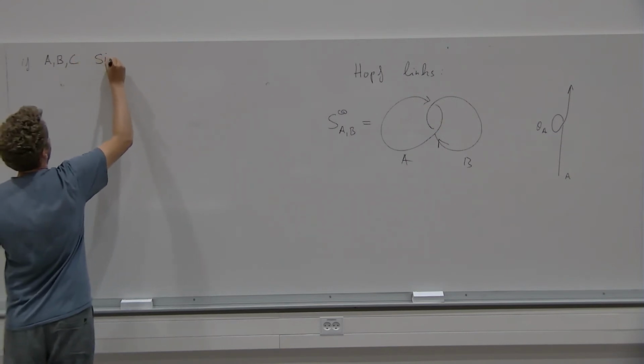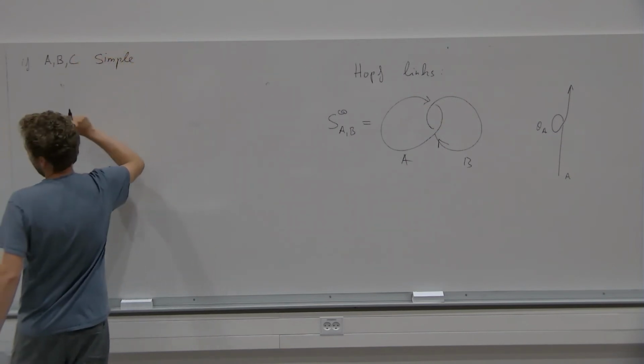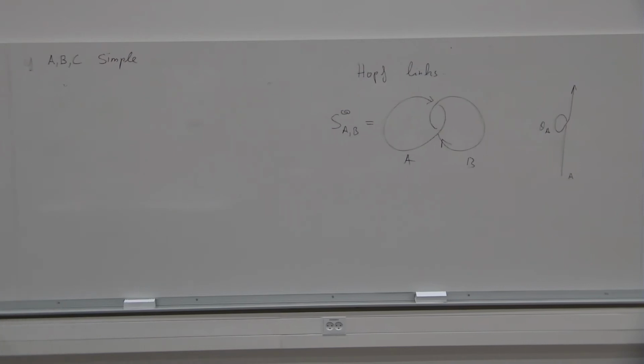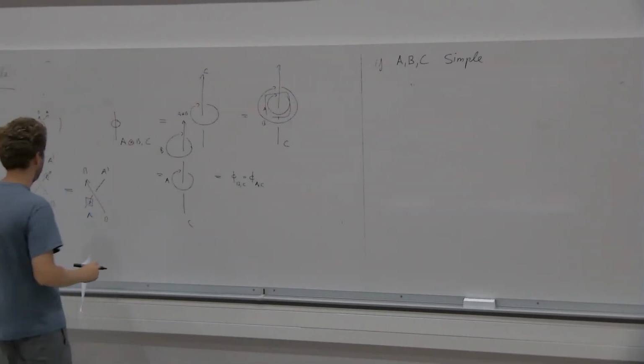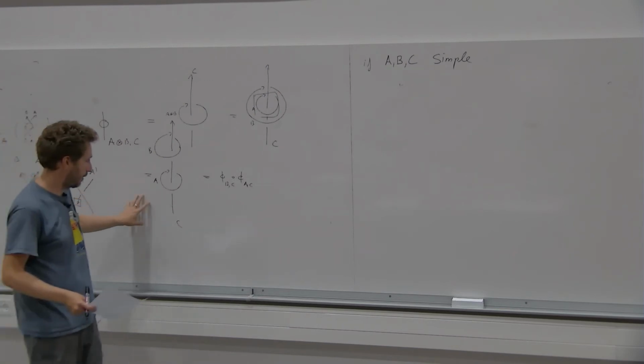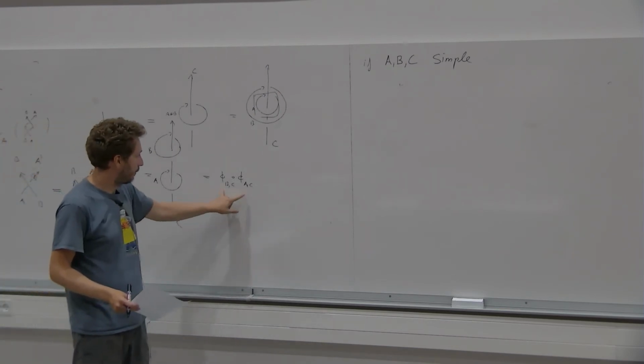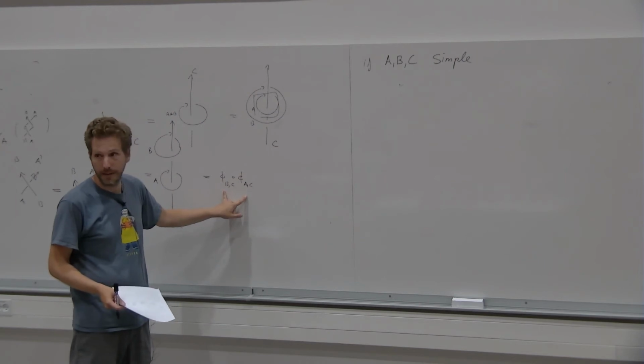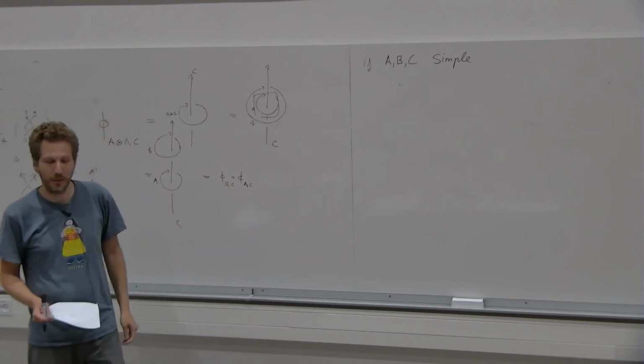Let's assume all three of them are simple. So in particular, the endomorphism ring on a simple module is a scalar. So this means it's one dimension, it's just multiplicities of the identity. So in particular, we can identify each open Hopf link here with a scalar. That's what I wanted to say.